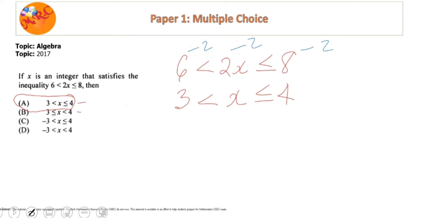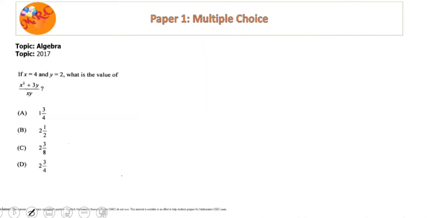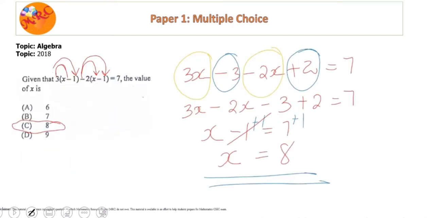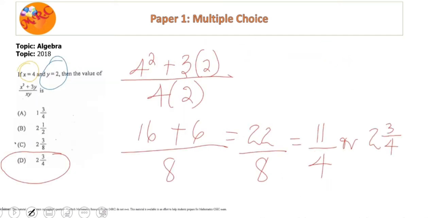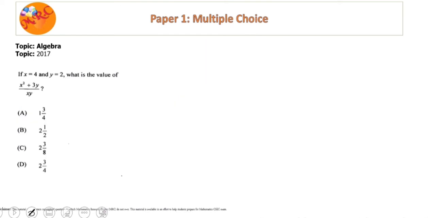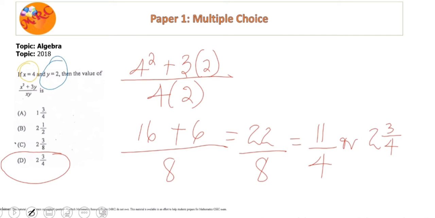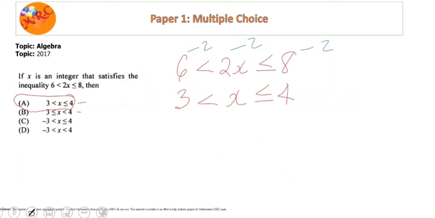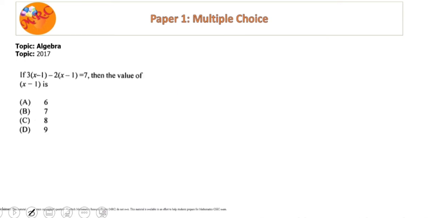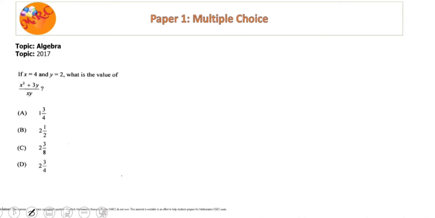Alright? If x equals 4 and y equals 2, what is the value of x squared plus 3y divided by xy? What do you notice about this question? We just covered it. So we covered it right here. This is a question that came on the 2017 paper and is now on the 2018 paper. What is this telling you? Questions repeat themselves. So it's good for you to practice past paper questions because they do repeat. So we're not going to go through this. We're just going to continue.